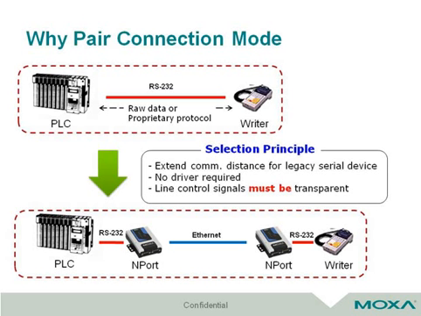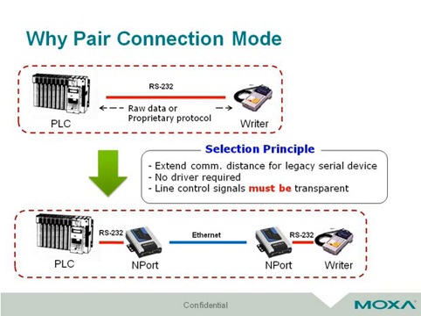Here, I give you a classic example of why to apply pair connection mode. In the previous application, the PLC communicates with the writer by copper cable with an RS-232 interface. They transmit raw data with a proprietary protocol. Then, it adds NPort to extend the distance. But we find there is no driver or application required. If so, we can choose pair connection mode to meet their demand.